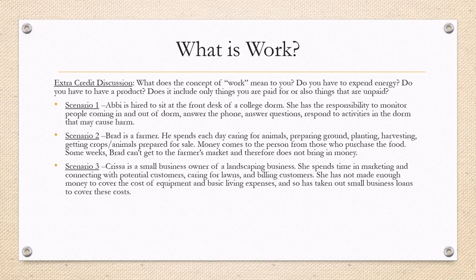Scenario 3. Krissa is a small business owner of a landscaping business. She spends time in marketing and connecting with potential customers, caring for lawns, and billing customers. She has not made enough money to cover the cost of equipment and basic living expenses, so she has taken out small business loans to cover these costs. So in effect, Krissa at this point has not actually brought in money. So would her work in her landscaping business be considered work?